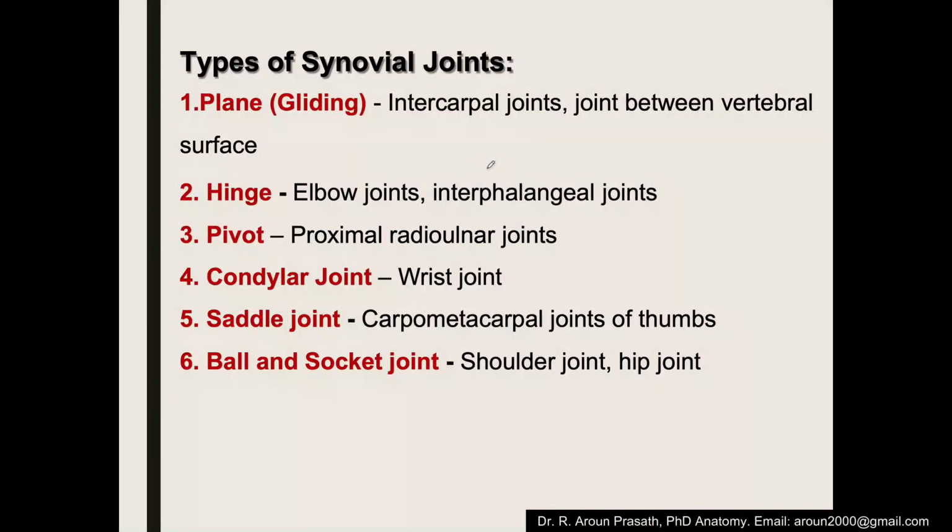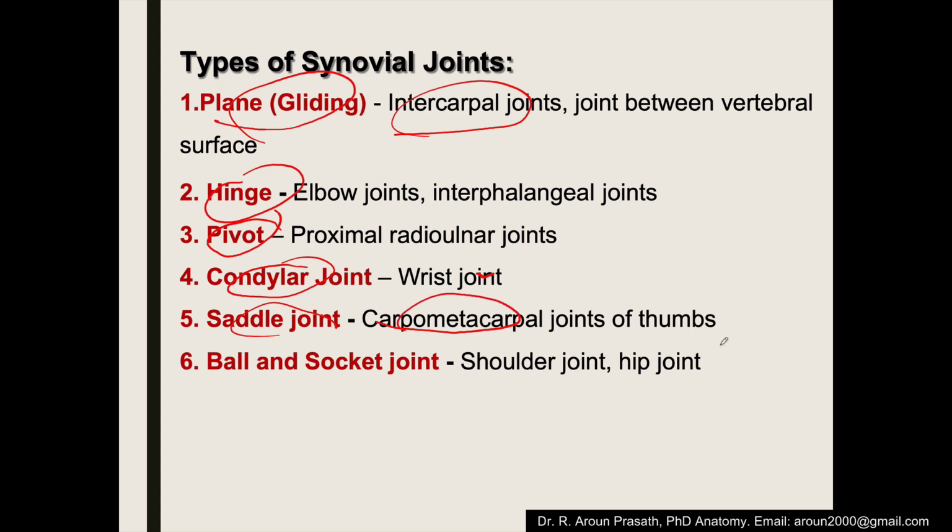Then this synovial joint itself has different types. One is the gliding joint, that is the plane joint, which we can see in the intercarpal joints. Then the hinge joint; most of the joints are hinge joints, for example the elbow, knee, and ankle, and also the phalangeal joints. The pivot joint I will show you with a picture and explain. Then there is the condylar joint in the wrist. The saddle joint is present in the carpometacarpal joint of the first finger, the thumb. Then ball and socket joints, which you can see in the shoulder and the hip.